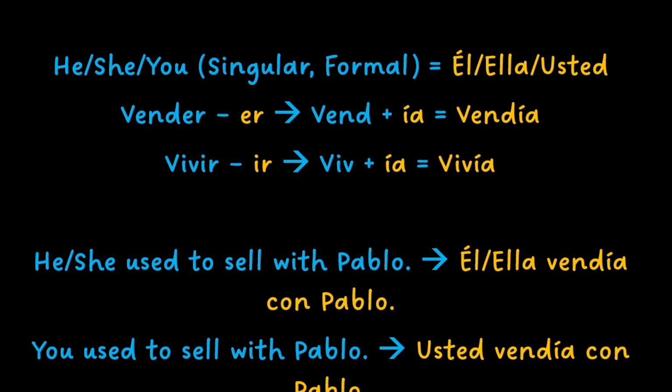He in Spanish is él, she is ella, and you when talking to one person formally is usted. To conjugate these forms, we drop ER and IR, and then we add I with an accent, a. So to say he used to sell, she used to sell, or you used to sell, vender becomes vendía, and to say he used to live, she used to live, or you used to live, vivir becomes vivía. Because these are conjugated the same way, I'll include pronouns in some of these sentences just to clarify who's doing the action.